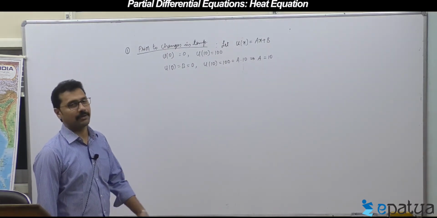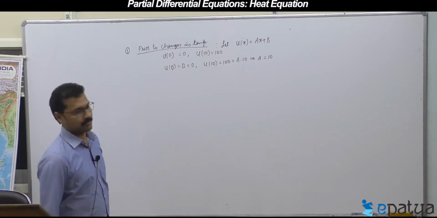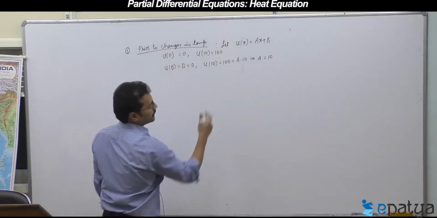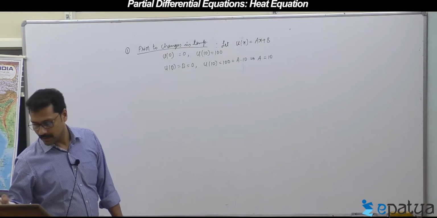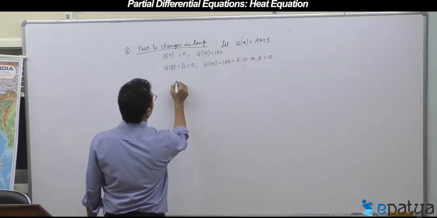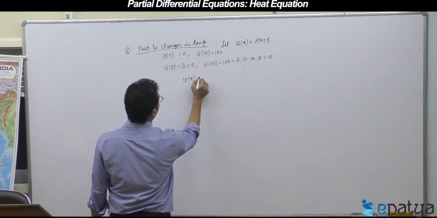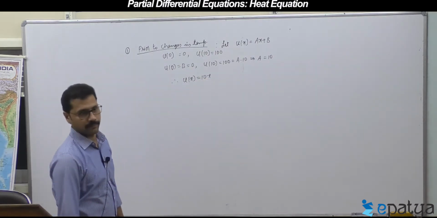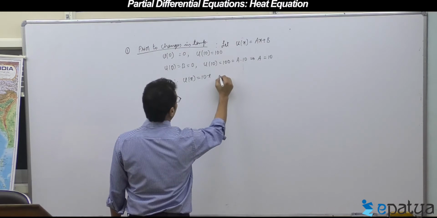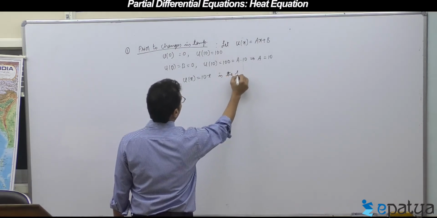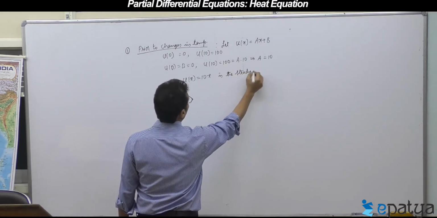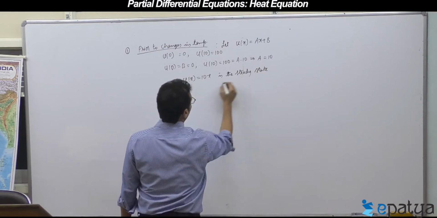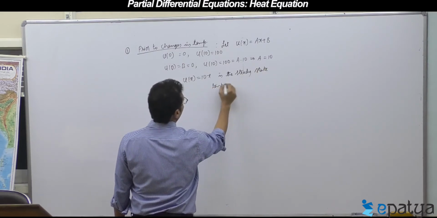100 by L into x actually. 100 by L is the slope. 100 by 10, that gives 10. Therefore, u of x equal to 10x is the steady state temperature distribution.